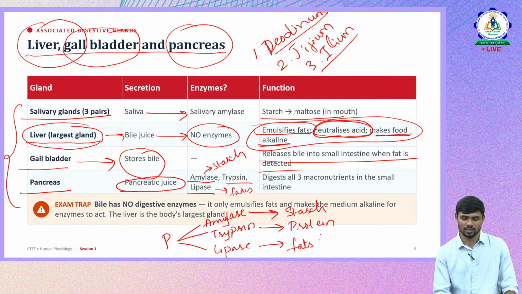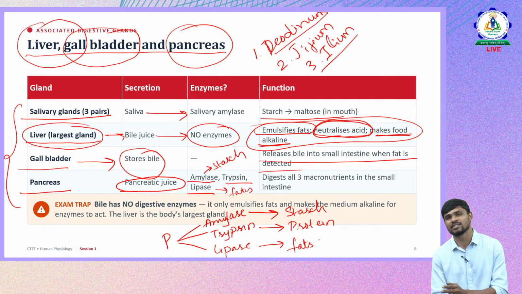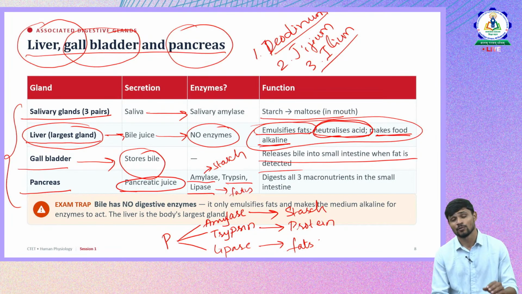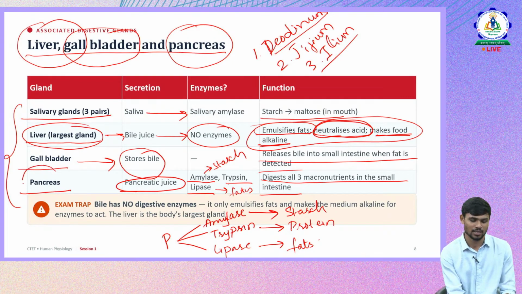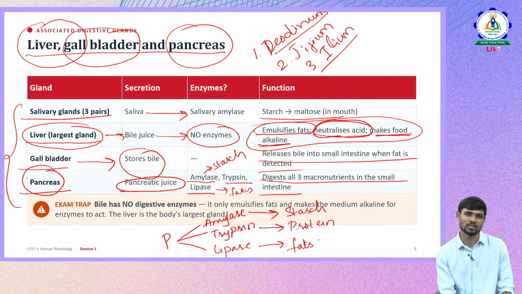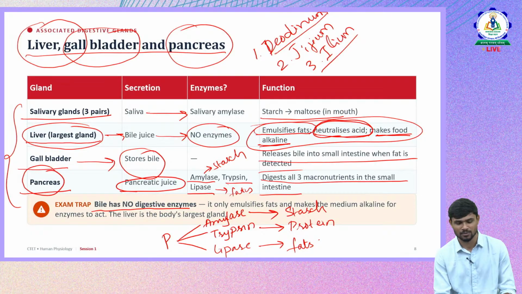Very important: which enzyme, what it digests, which component of food it acts on, from where it is released, and to where it is released. All these are facts you need to remember, and this is where most of the questions from the digestive system will be asked. The pancreatic juices digest all three macronutrients and complete the digestion in the small intestine. Bile has no role in digestion. It aids digestion. It doesn't do digestion. Please remember that.